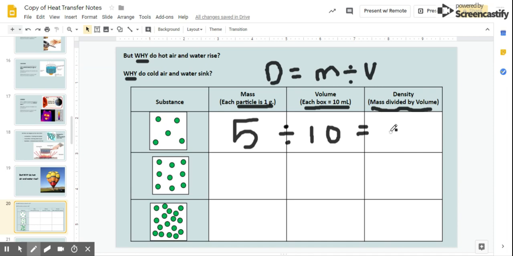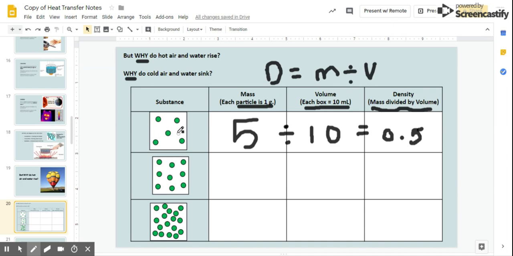If you want to grab a calculator to do it, you can. I'm going to do this one for you, 0.5, which is a pretty low density number. And we know it's low density. We can see it's low density because the particles are spread out.